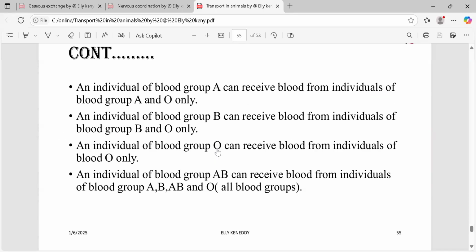An individual of blood group A can receive blood from individuals of blood group A and O only. I think we have done that. An individual of blood group B can receive from B and O only. We have done that. Then an individual of blood group O can receive blood from individuals of blood group O only. An individual of blood group AB can receive from individuals of blood groups AB, A, B and O, all blood groups. That's why I call them universal recipients, while O is a universal donor.